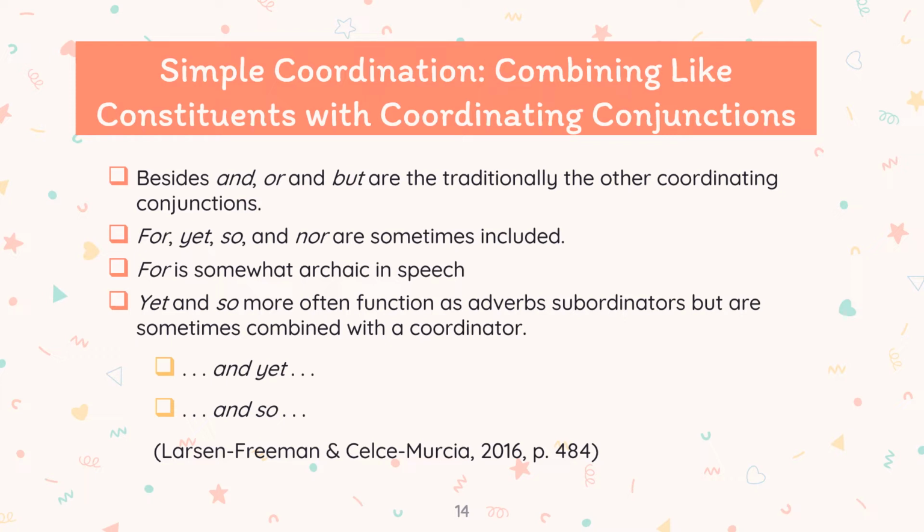Besides and, or, and but are traditionally the other coordinating conjunctions. For, yet, so, and nor are sometimes included. For is considered to be somewhat archaic in speech. It is still used in formal writing, but in terms of speech, it is pretty archaic. Yet and so more often function as adverb subordinators, but are sometimes combined with a coordinator. And so that would look something like this: and yet, and so.